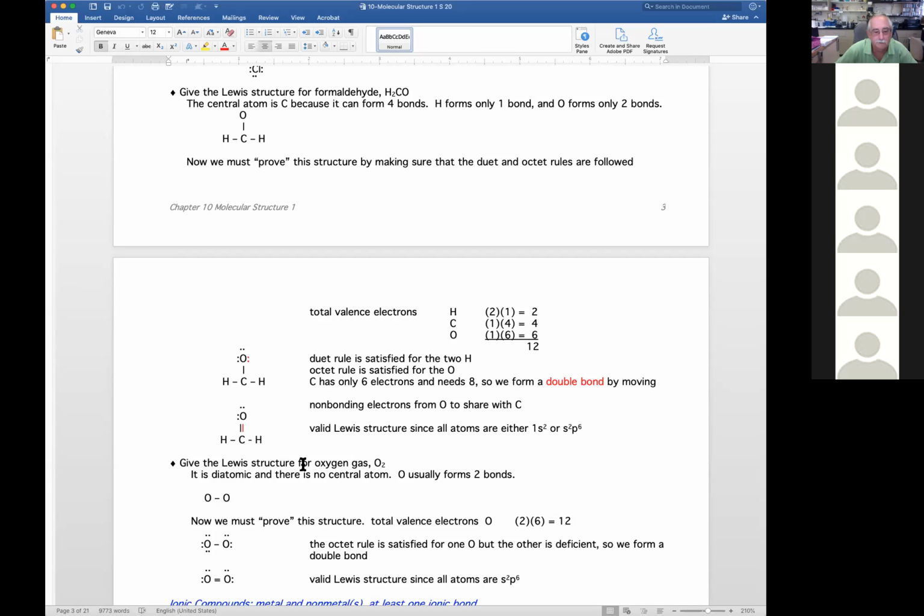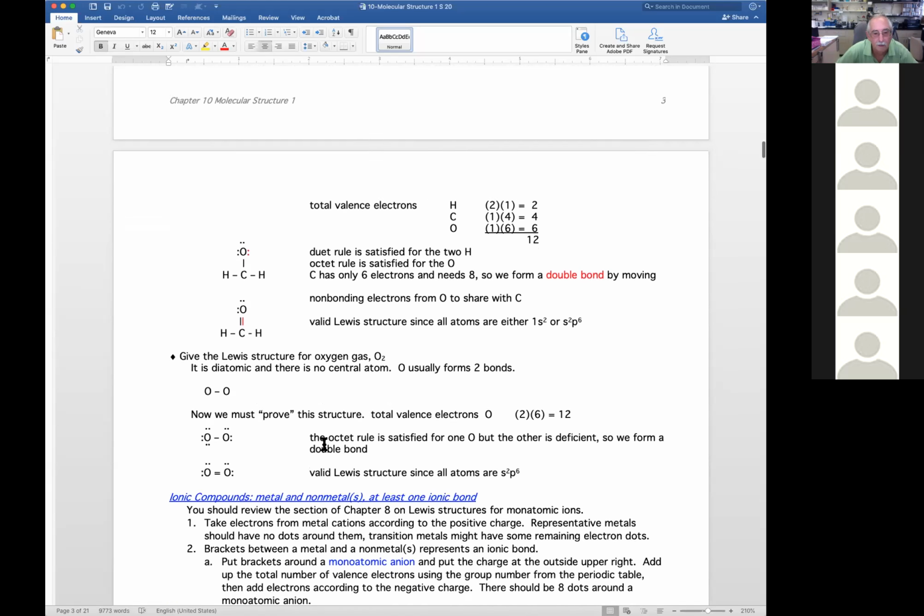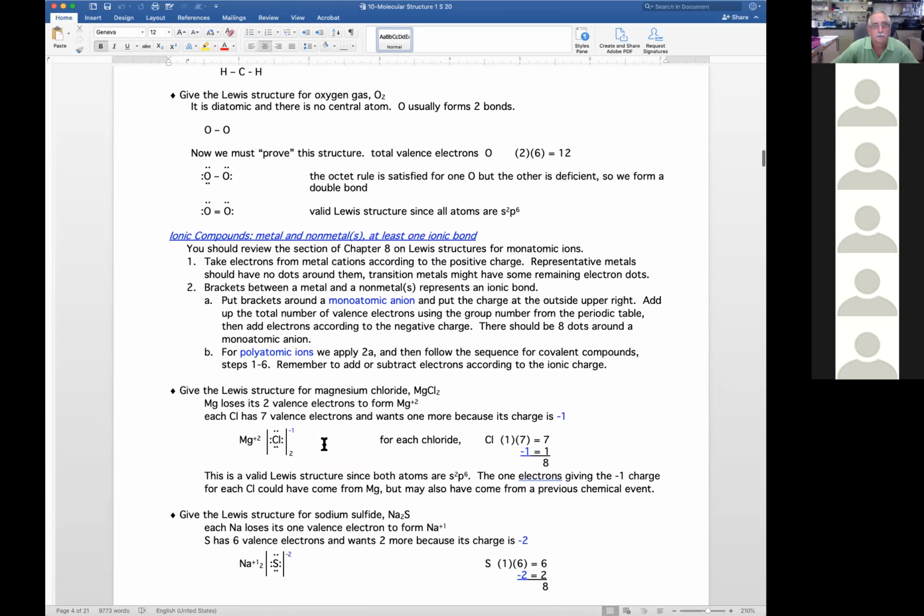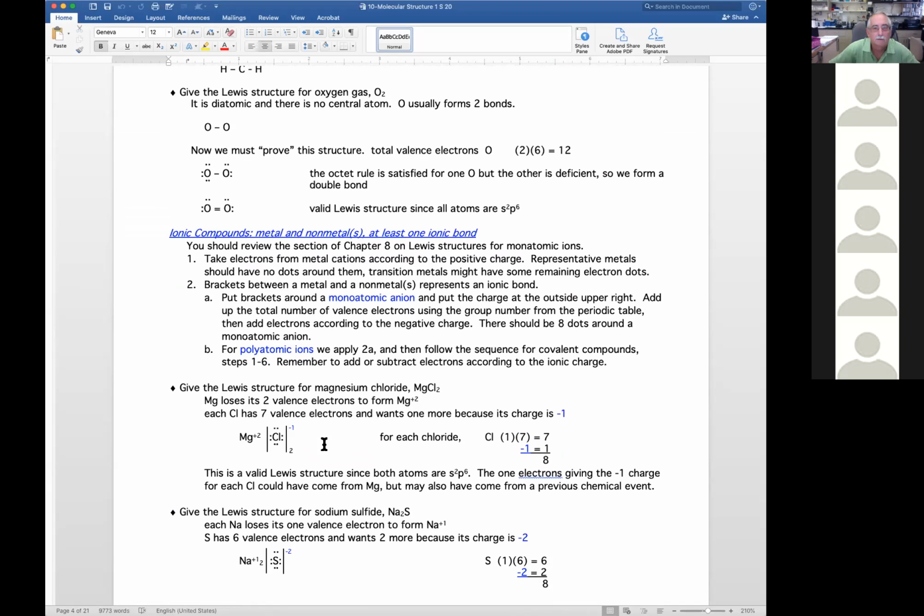So this is something else to think about. So then here's another example. What about oxygen? Okay, that's the only possibility I can come up with. So then what do we do? We have to prove it. So there's 2 in group 6, so that's a total of 12 valence electrons. First, I'm going to put them into the bond, then put them into each of the atoms. So here's 2, 4, 6, 8, 10, 12. Okay, that's what I can do.